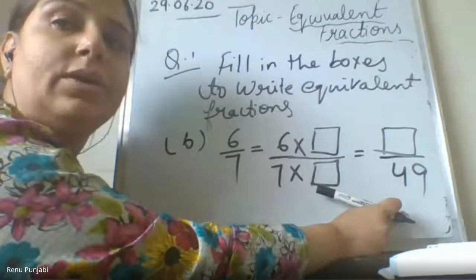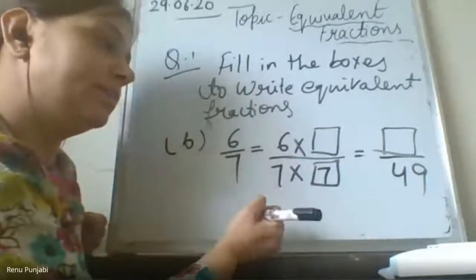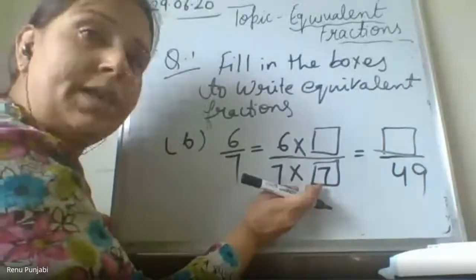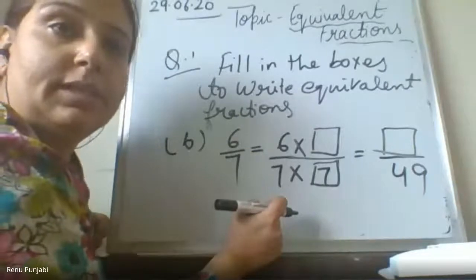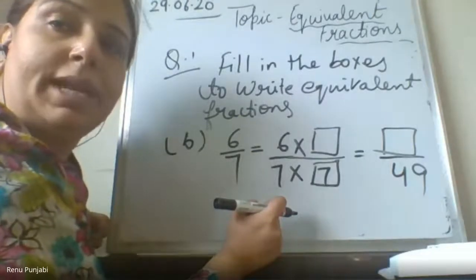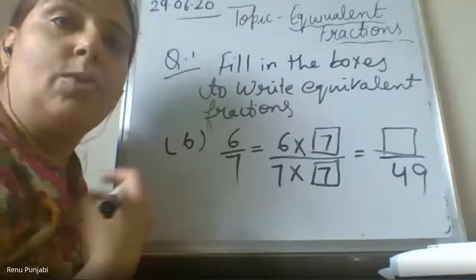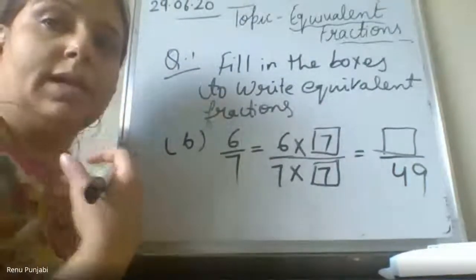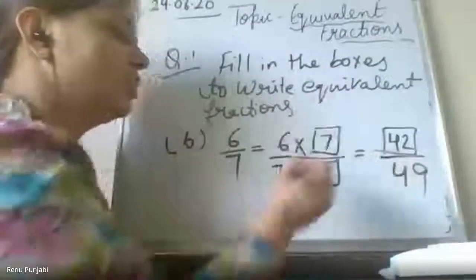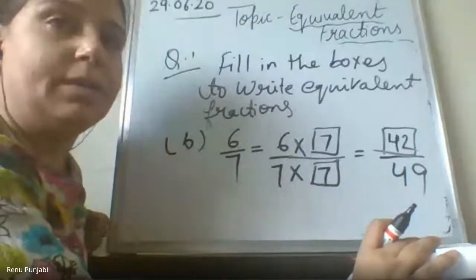Yes, Maisha, very good. 7 into 7, yes, 7 into 7 is 49. So if the denominator is multiplied by a number, what number will come in the numerator? The numerator will also multiply by 7. Now 6 sevens are what will come in this box? Please write in the chat box. Yes, Dhruvi, very good, excellent. 6 sevens are 42. So our blank boxes are done. This way we will do the equivalent fraction with multiplication.